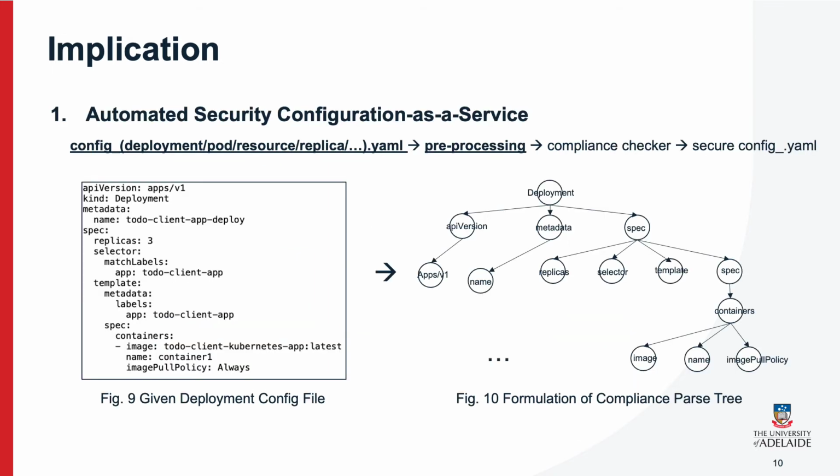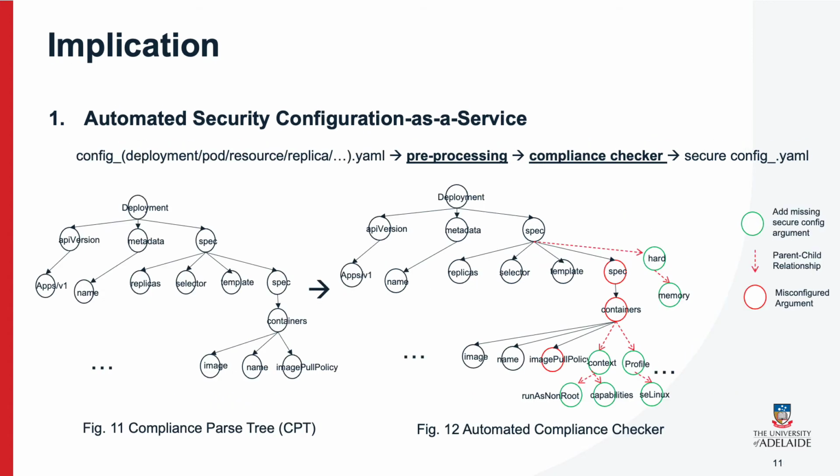Here we can see a deployment configuration, and from that configuration, we built a parse tree with kind argument as the root node, and leaf nodes are constituted of options or values associated with that argument. Formulation of parse tree, right side of our slide, is the preprocessing step. Then from the configuration parse tree, we automatically check and then detect the misconfiguration occurrence of the given configuration. Here the red circles are identified as misconfiguration and green circles represent the modification or addition that is required for the secured option or value to that misconfigured argument.